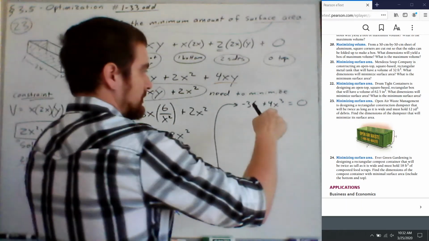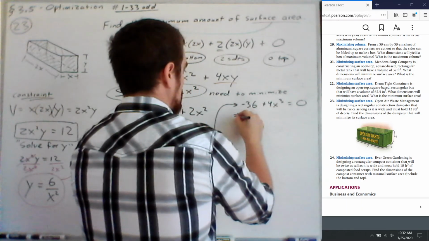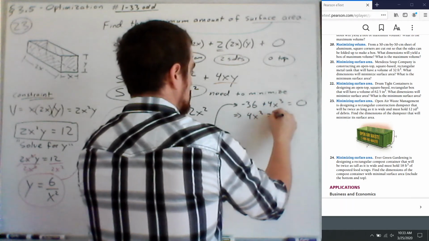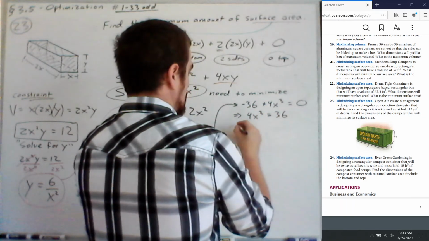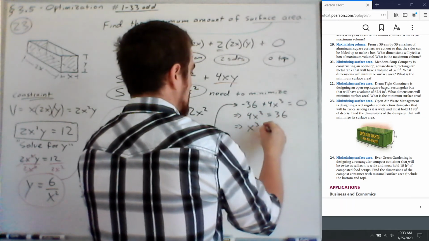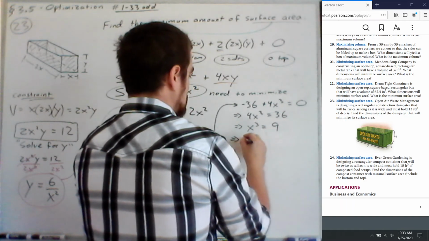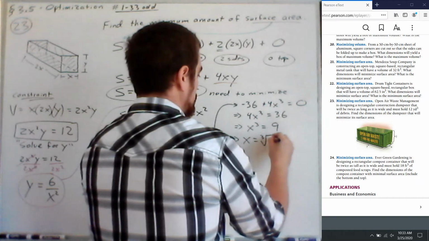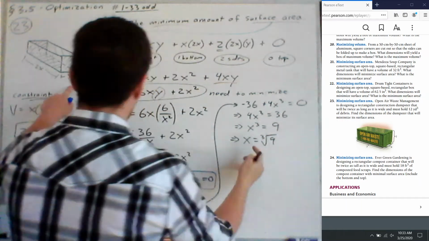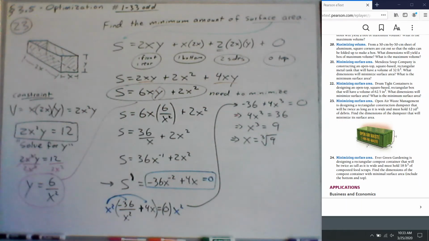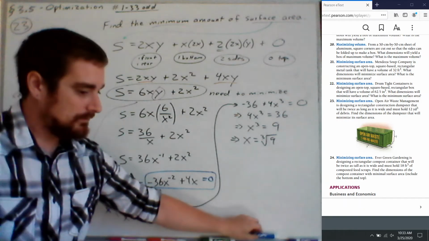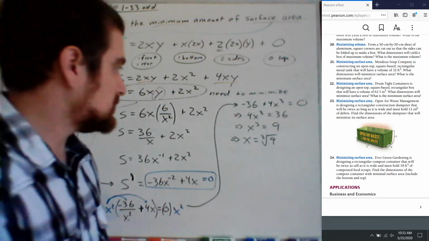So now I can add 36 over, and I can get 4x cubed is 36. I can divide by 4 to get x cubed is 9, which means x must be equal to the cube root of 9. X was my width. I just found how wide my dumpster needs to be. Now I'm in what we call the home stretch.